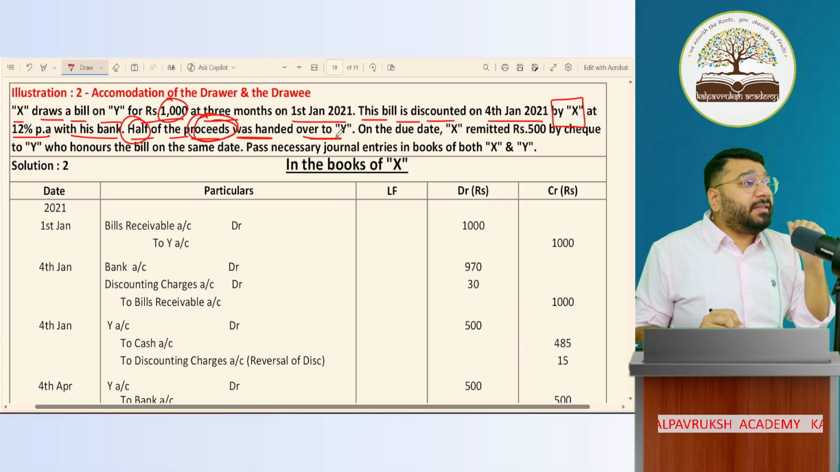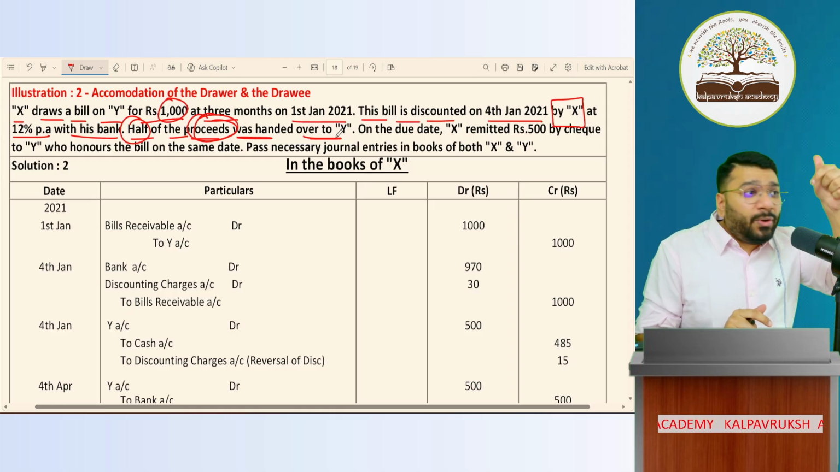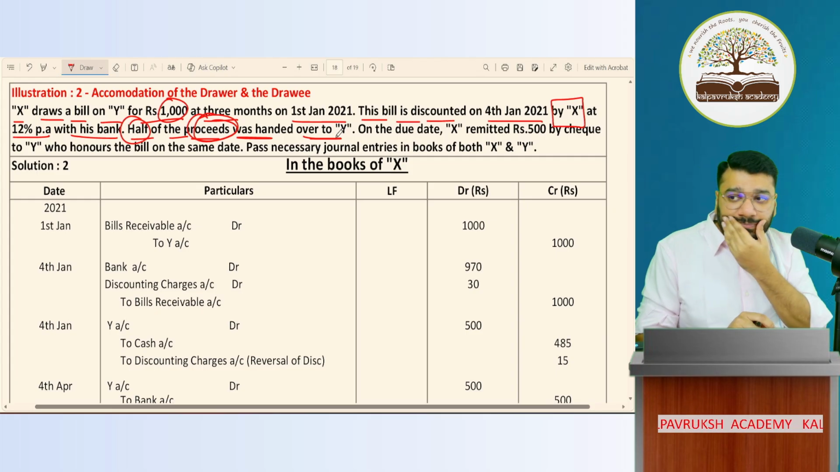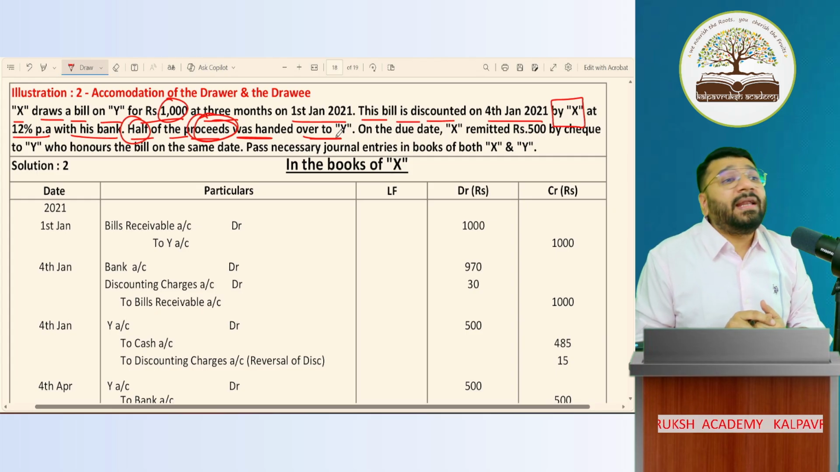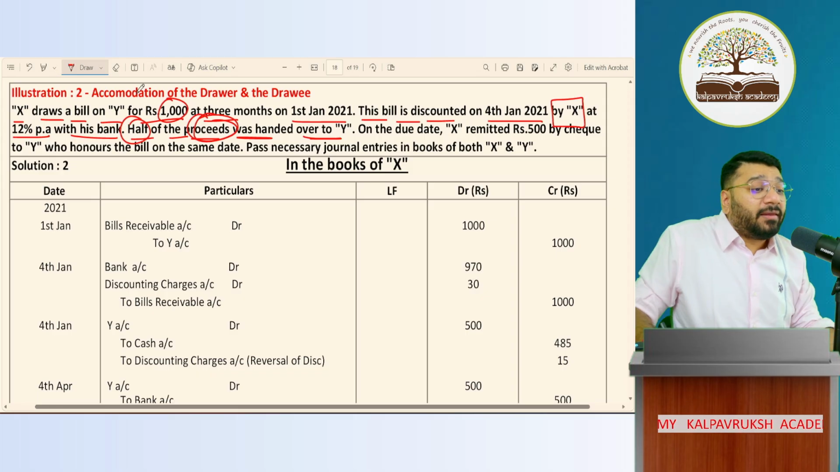In the case of the bill of exchange we are executing, is there any sale of goods here? Is there any genuine business transaction? No. This is not a question of trading of the bill. It is a question of accommodation of the bill. Who is getting accommodated here? Both are getting accommodated. Half of the proceeds is handed over to Y.